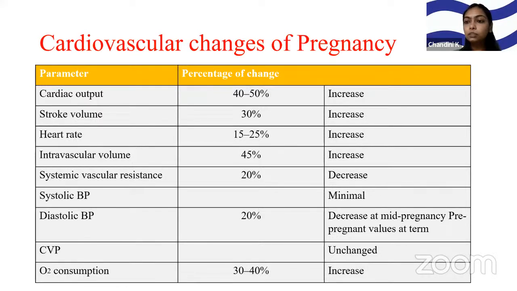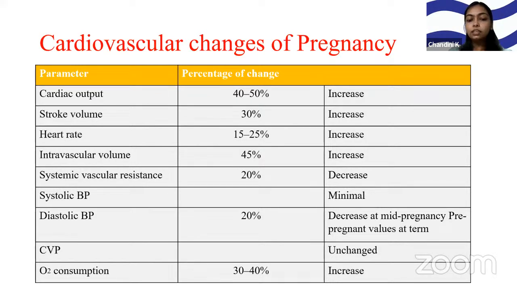The red cell mass increases by 20%, and because there's a discordance between the increase in red cell mass and the intravascular volume, physiological anemia of pregnancy is common. The systemic vascular resistance decreases by 20%, and this is because of the effect of progesterone. The central venous pressure is unchanged during pregnancy.